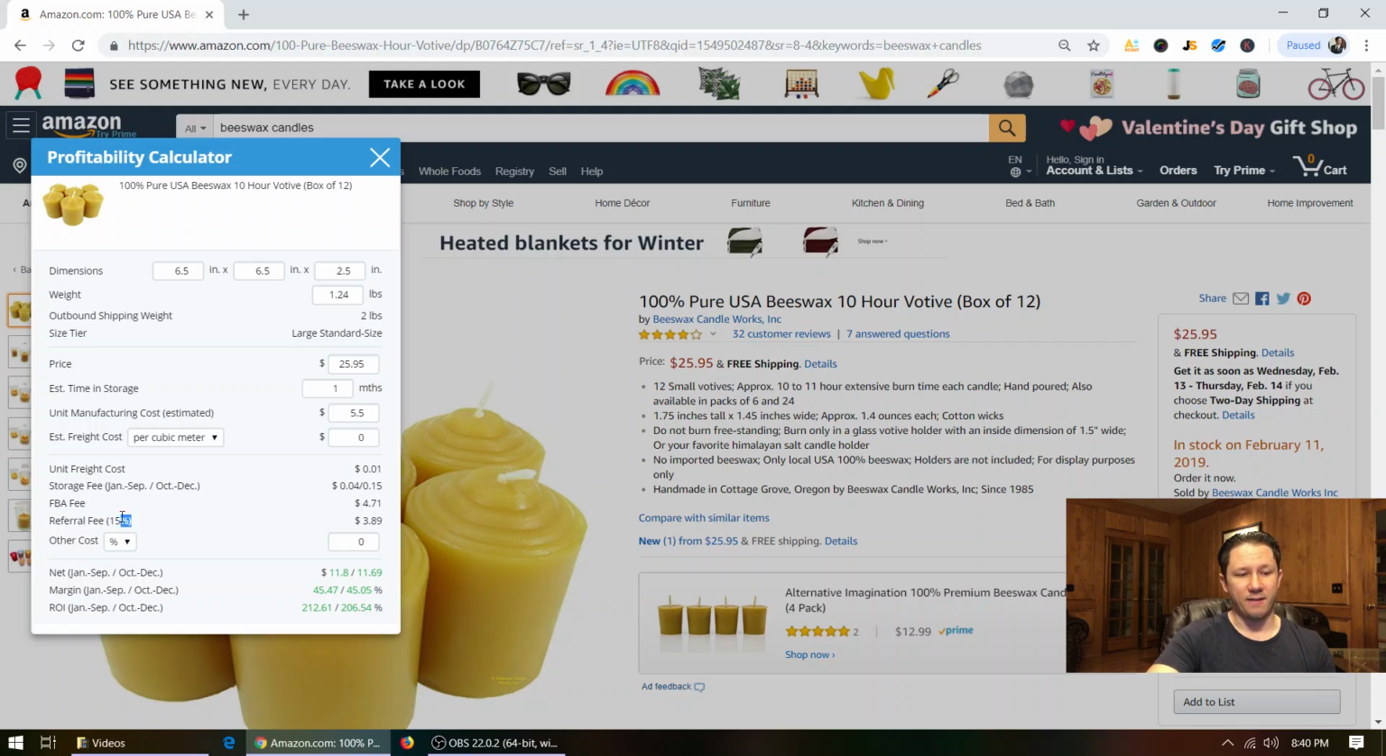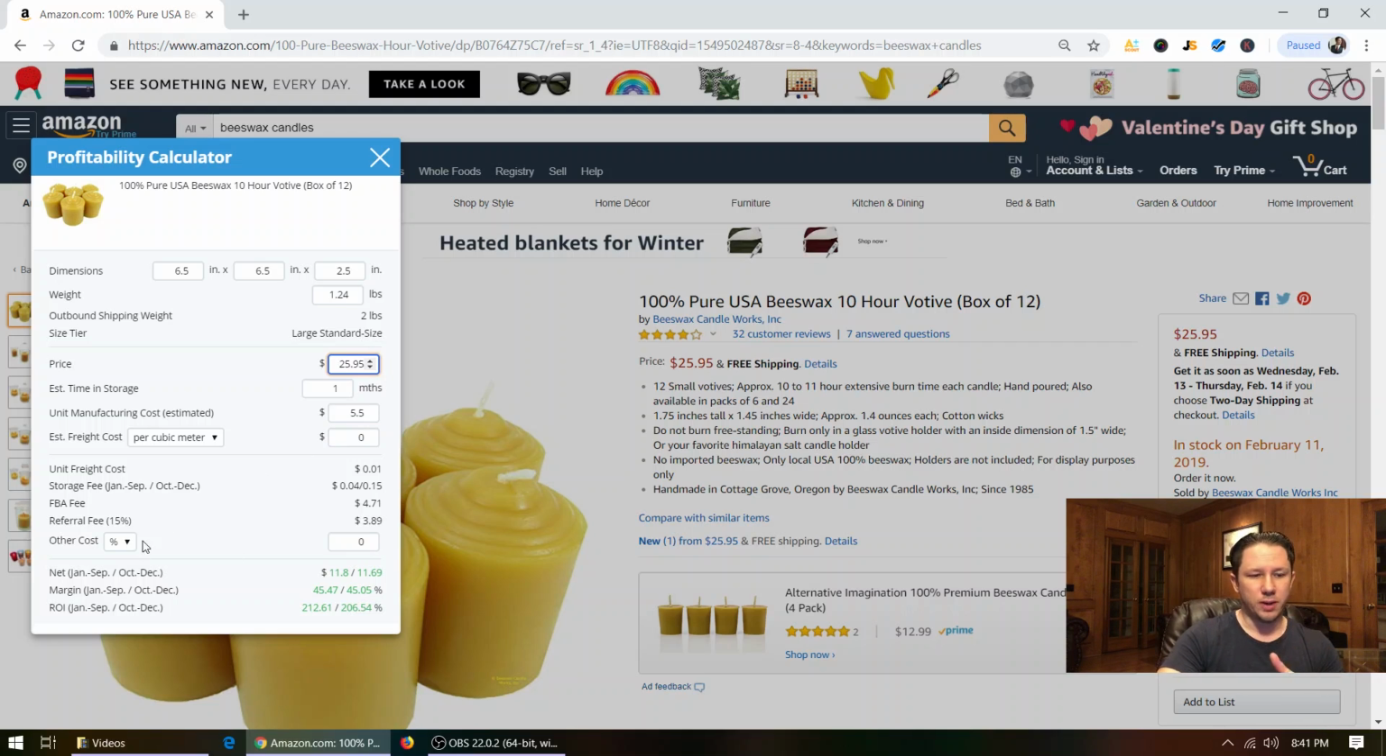The other fee they have is their 15% referral fee. Generally, Amazon gets 15% of any product you sell on Amazon for using their platform, okay? So 15%, you can see this is $3.89. Now, if this price went up to $35, you can see that price went up, but the FBA fee stayed the same because it's still basically the same product with the same dimensions and the same storage. So I'm gonna bring this back down to 25, and then we're gonna adjust the numbers here in a second, and I'm gonna show you how things can adjust, okay?